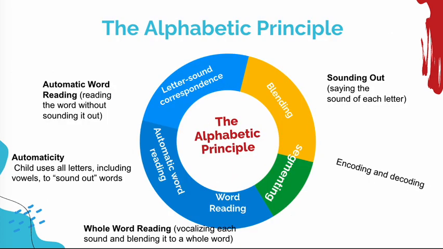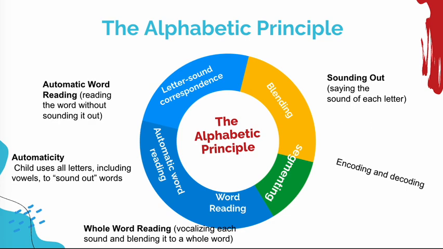The main goal of phonics is to help children develop an understanding of the alphabetic principle. The alphabetic principle involves the understanding that letters represent sounds and that the letters and sounds are combined to form words. It is also the understanding that there is a connection between spoken sounds and written language.